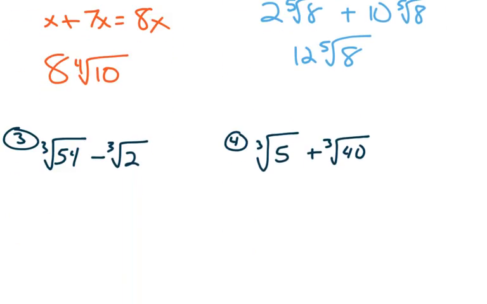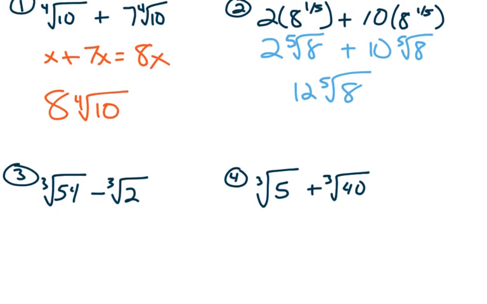Now, sometimes you're going to get an example where the radicals are not the same. The numbers aren't the same, okay? And that's a key. The numbers have to be the same. Just like here, they're both 10. Here, they're both 8. In this case, they're not the same. But what we can do is manipulate this to make it the same.